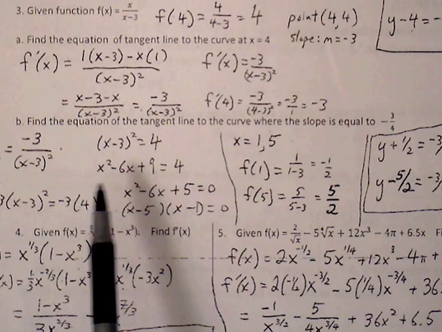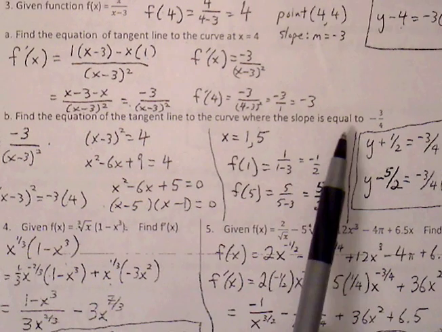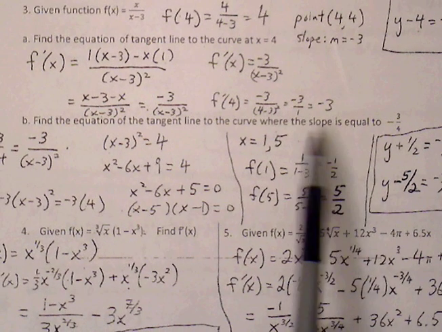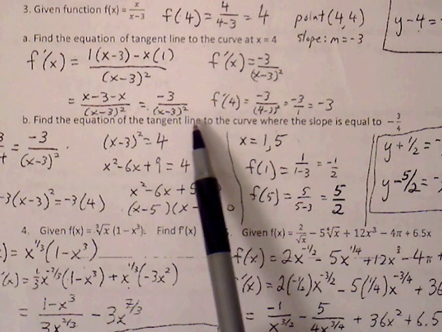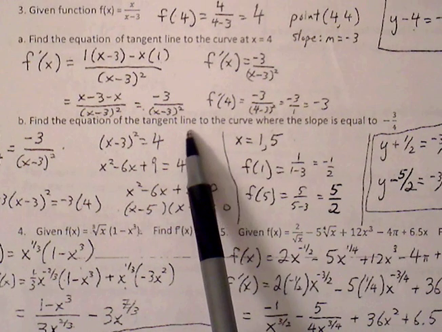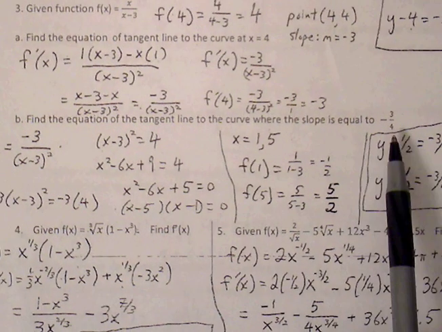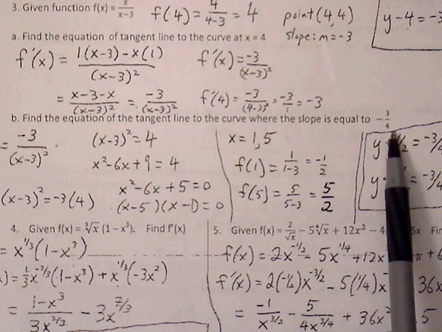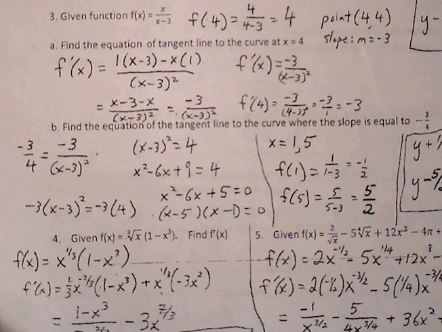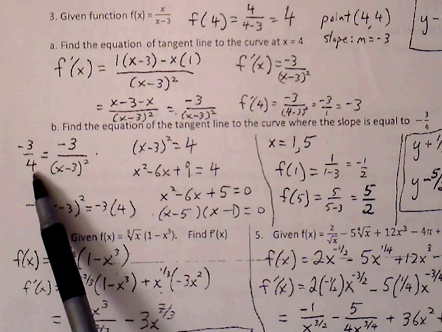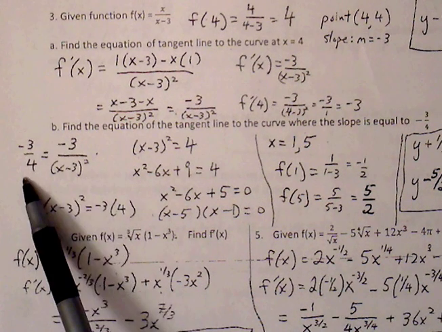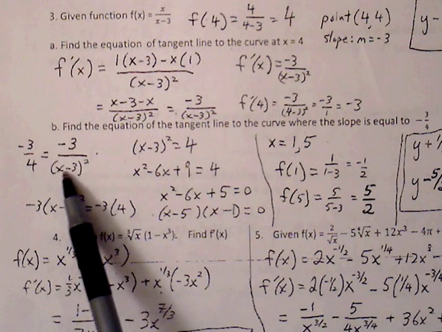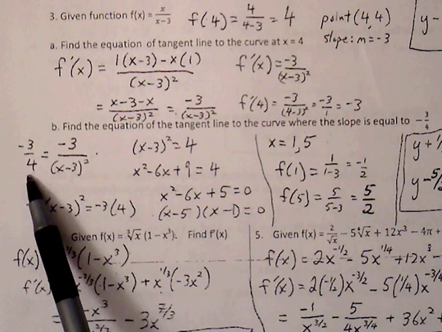Part B, find the equation of the tangent line to the curve where the slope is equal to negative 3/4. This is a little bit different because we're not given the ordered pair, we're not given the x value, but we do know that the slope we're after is negative 3/4. So if we know the slope, then we can use the derivative to help us find it. Now, rather than plugging in the x value to find the slope, we have the slope and we're going to go backwards. We're going to try to find the x value where this slope occurs.